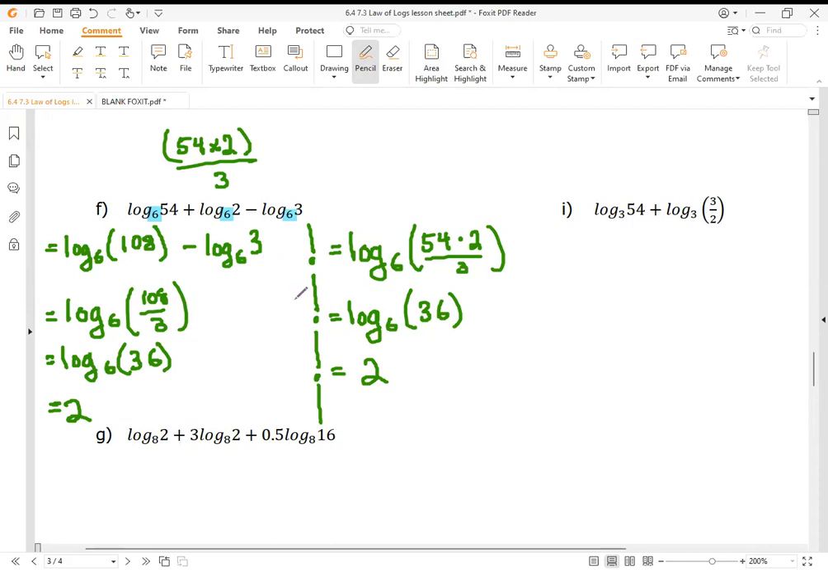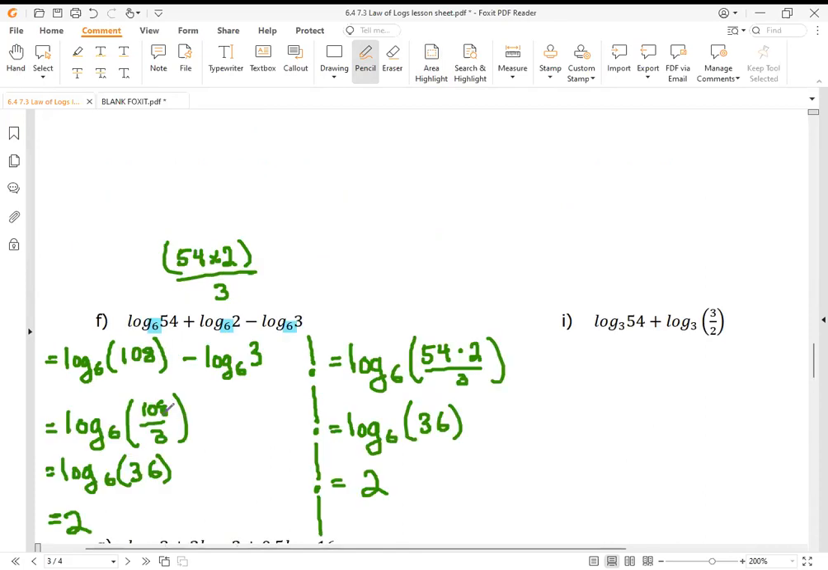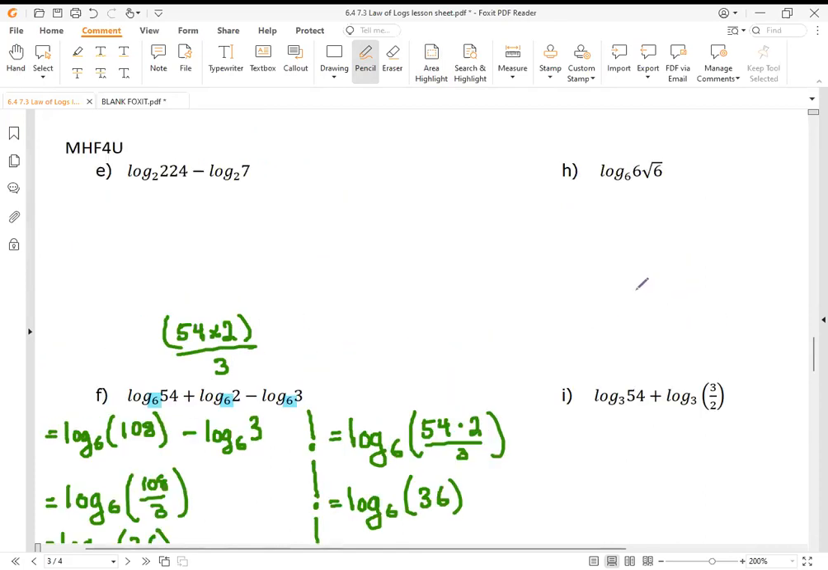Okay, so with that, I am curious to see what you will do with G, H, and I. Please note, I'm going to help you out with this one. Log base 6 of 6 times square root of 6. That is the same as 6 to the power of 1 times 6 to the power of half. This can be rewritten as 6 to the power of 3 over 2. Okay? Just giving you a heads up. Don't think that this is weird. Think about it as exponents and logarithms.